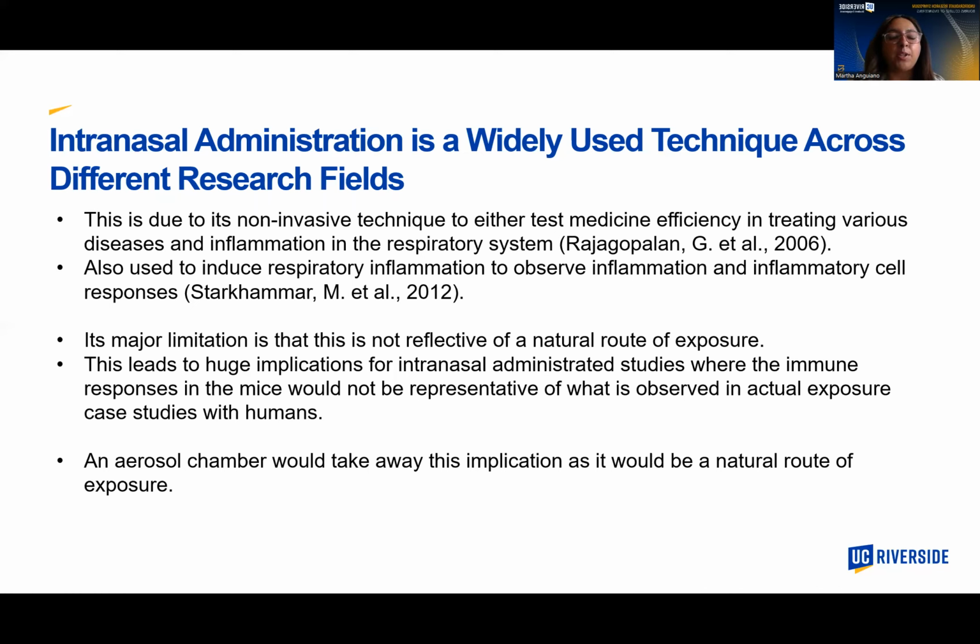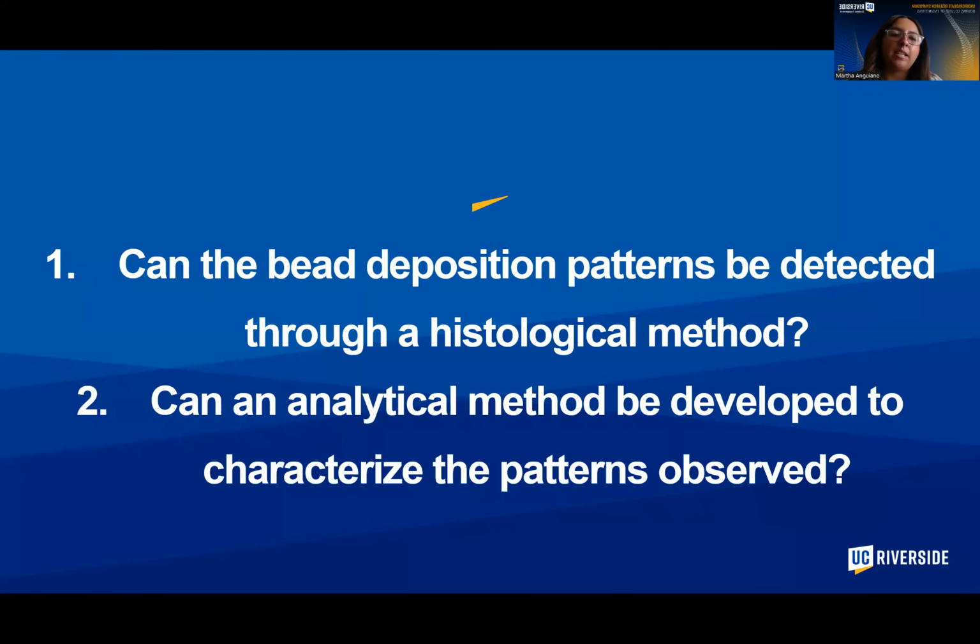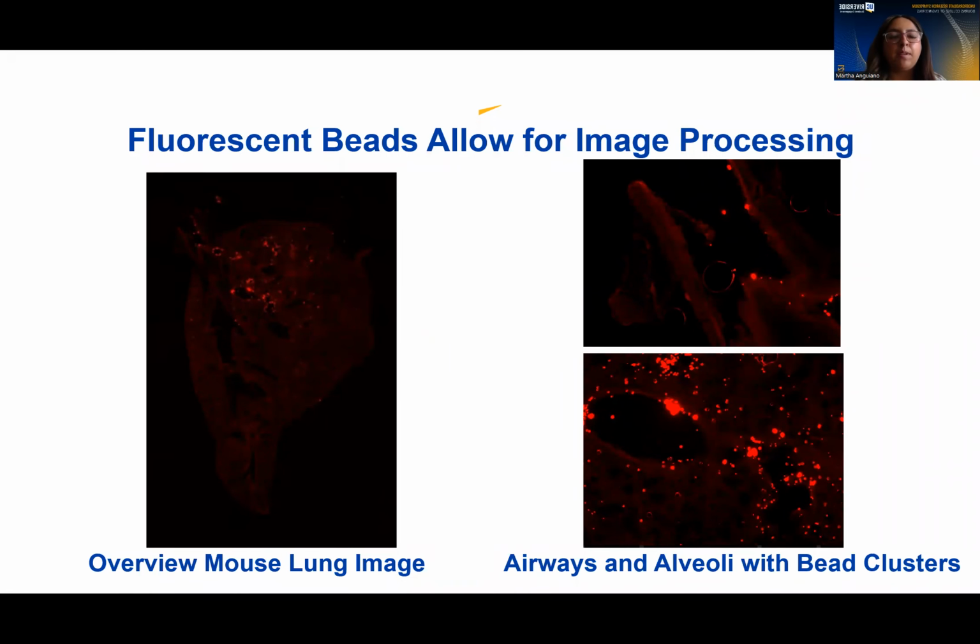Therefore, in our lab, we have an aerosol chamber that's going to take away this implication, as it provides a more natural route of exposure. In our study, we have two main questions. The first one is, can the bead deposition patterns be detected through a histological method? The second is, can an analytical method be developed to characterize these different patterns observed? For the first question, I want to mention that in this study, we use fluorescent beads. The reason is that they fluoresce red, and as we can see in these images, you can clearly see where the beads are depositing.